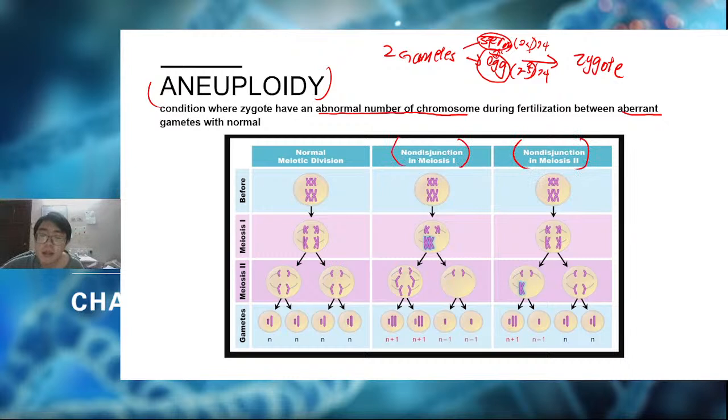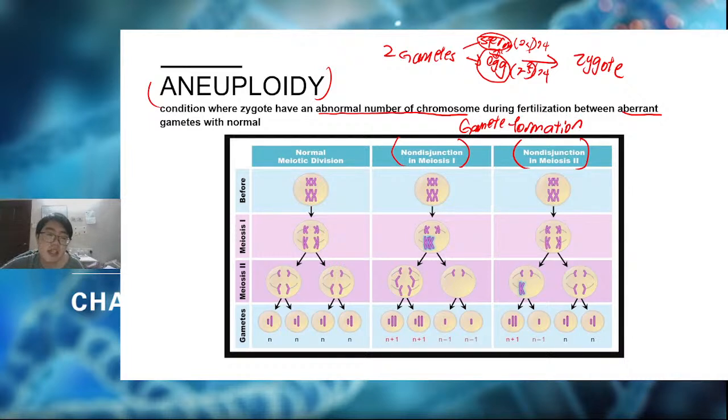Non-disjunction occurs either in meiosis 1 or meiosis 2. I think you know the meiosis 1 and meiosis 2 processes, although in STPM it is not learned, but I think you still remember. If you have forgotten, you can refer to the SPM book. Meiosis is the cell division process special for gamete formation only. Only gamete formation undergoes meiosis; all others undergo mitosis.